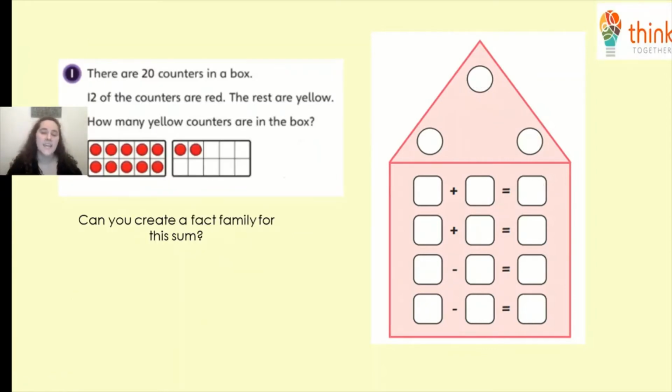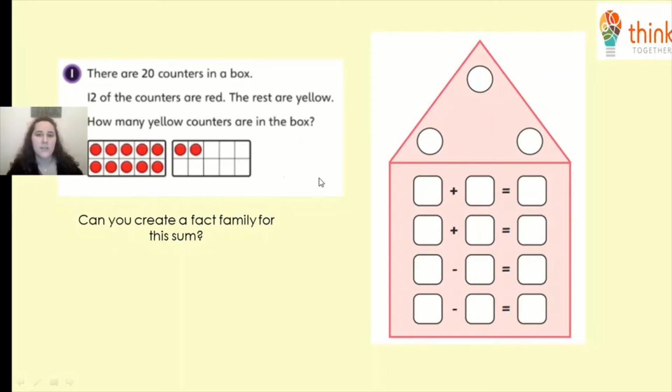Okay, let's think together to work out our next question. Here it says there are 20 counters in a box. 12 of the counters are red and the rest are yellow. How many yellow counters are in the box? So here I can see that represented using our tens frames. We've got 2 tens frames, which we know when they're full up will make 20. And already we have got the 12 red counters in there for us. And I can tell that because there's a group of 10 and 2 ones.